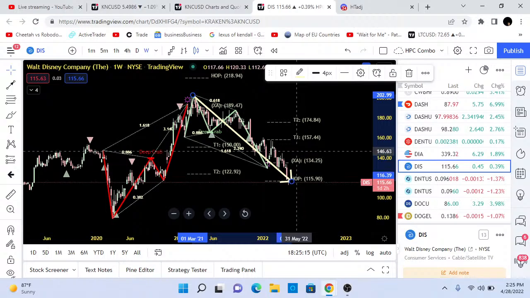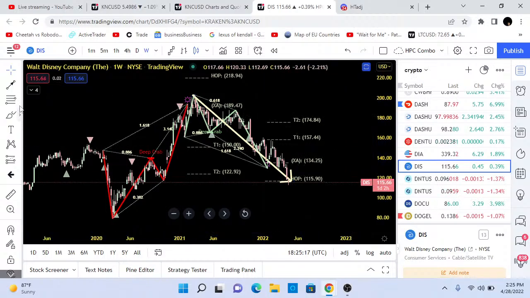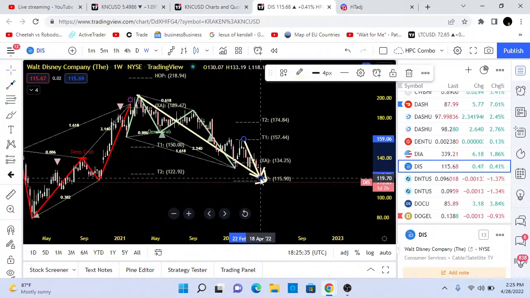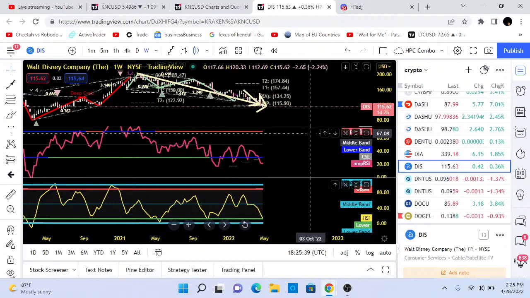I'm not crazy about Disney as a stock, as a company, and don't even let me go there. It's a lot of garbage, quite frankly. But for a stock, speculative interest, we're oversold. And we're on a type 2, off of the crab pattern, at the hop level, 115.90.